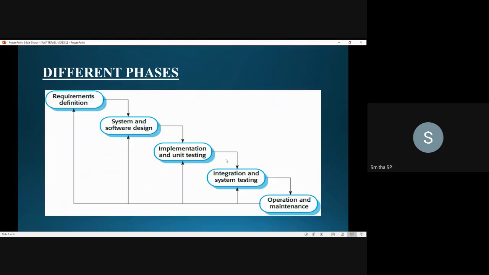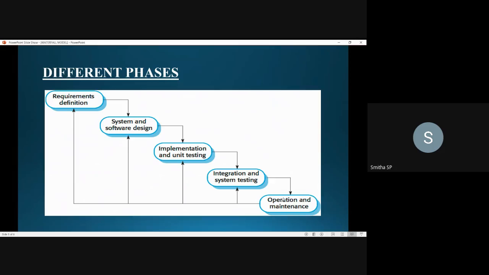Once implementation and unit testing is done, we move on to the integration and system testing phase, where the individual program units or programs are integrated and tested as a complete system to ensure that the software requirements have been met, that is, the customer requirements have been satisfied. After testing, the software system is delivered to the customer. That is, the system is deployed into the customer environment. So the operation and maintenance phase begins.